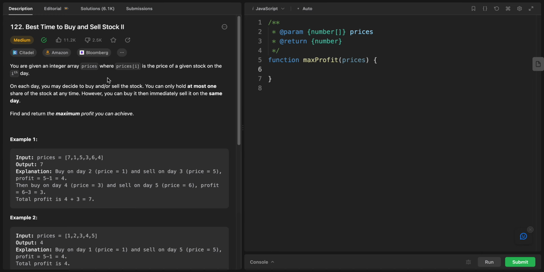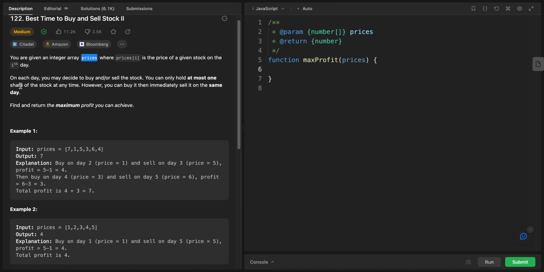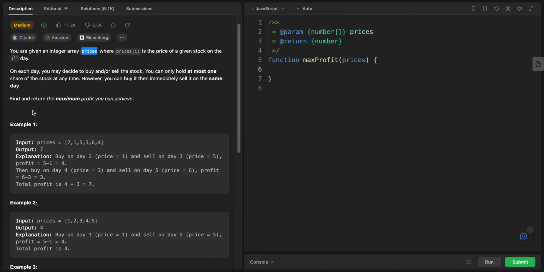Today I have this problem. It's called best time to buy and sell a stock. You are given an integer array called prices, where prices[i] is the price of the given stock on the ith day. On each day, you may decide to buy and/or sell the stock. You can only hold at most one share of the stock at any time. However, you can buy it and then immediately sell it on the same day. Find and return the maximum profit you can achieve.